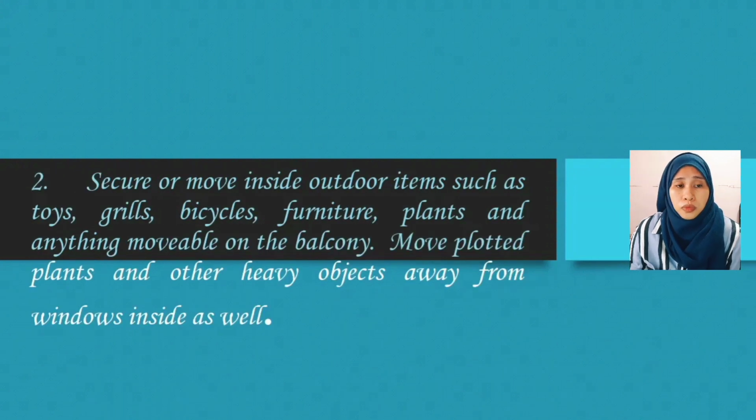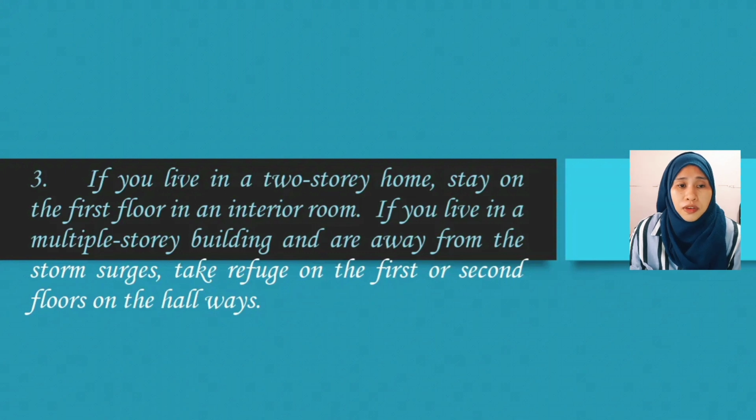Number 2, secure or move outdoor items such as toys, grills, bicycles, furniture, plants, and anything movable on the balcony. Move potted plants and other heavy objects away from windows inside as well. Number 3, if you live in a 2-story home, stay on the first floor in an interior room. If you live in a multiple-story building and are away from the storm surges, take refuge on the first or second floors in the hallways to keep you and your family safe in times of typhoons.